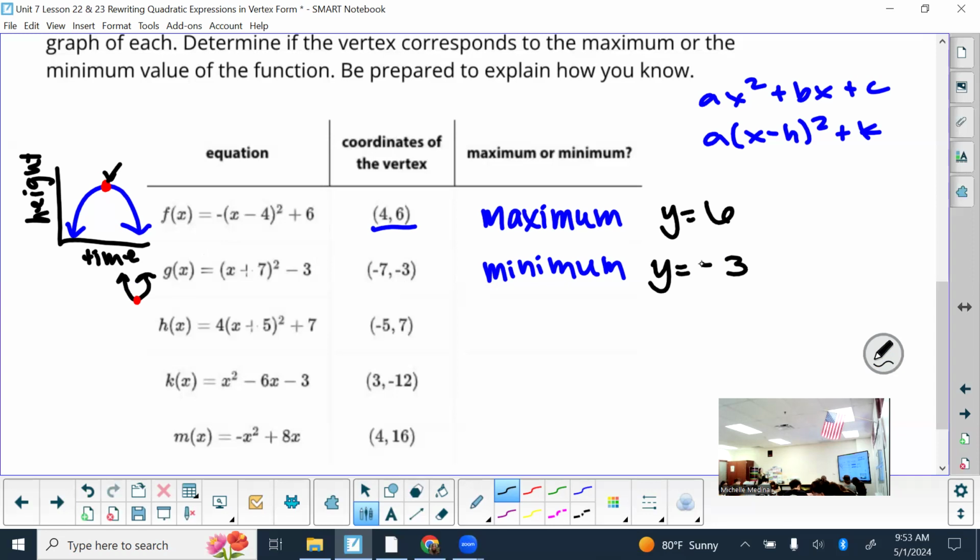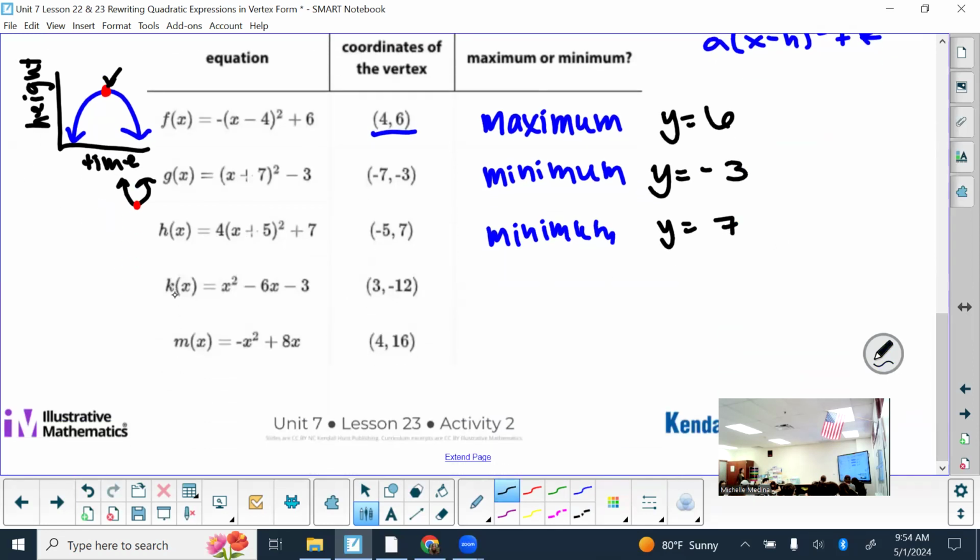Table 4. Is h of x having a maximum or minimum? Minimum. Because again, the A is positive. Class, what is my minimum for this one? 7. So even though the x is negative, it has nothing to do with that. The y of your vertex is your minimum.